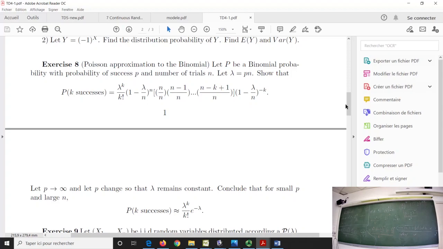Lambda remains constant means that if p goes to 0, what is the limit of n? You don't have the choice. If p goes to 0, n has to go to plus infinity because lambda is a constant. So it means, for example, that you can take p equal to 2 over n, and in this case, lambda is equal to 2. It means that the behavior of n is lambda over p, with p that goes to 0, meaning that n goes to plus infinity because lambda is strictly positive. Okay?